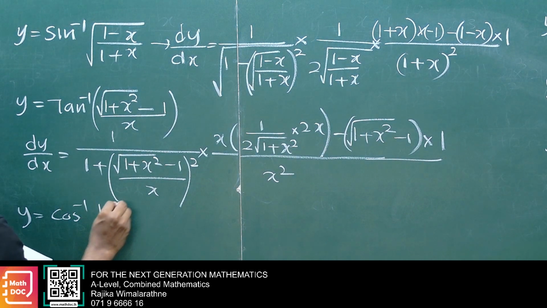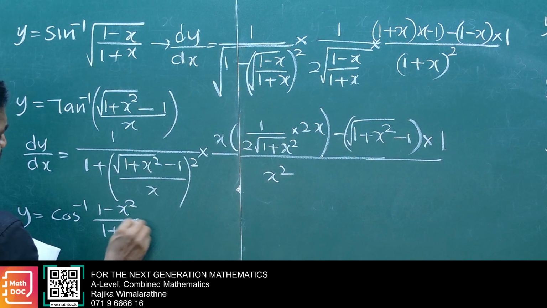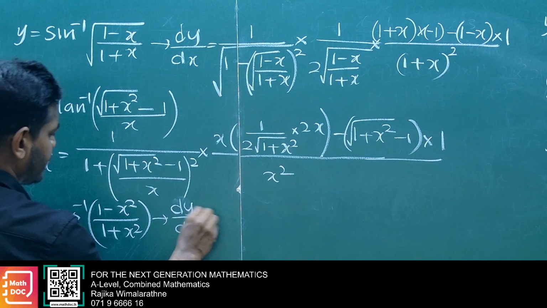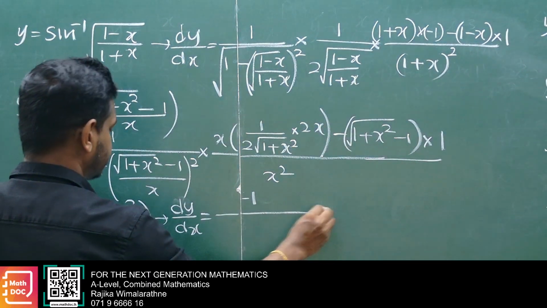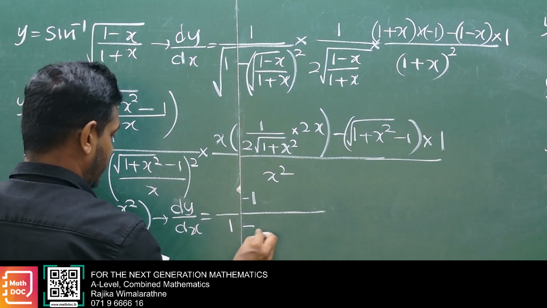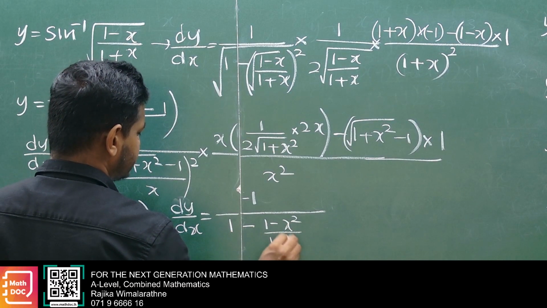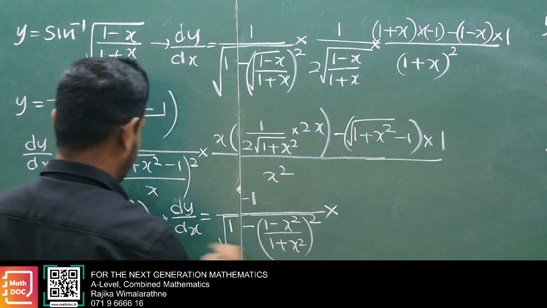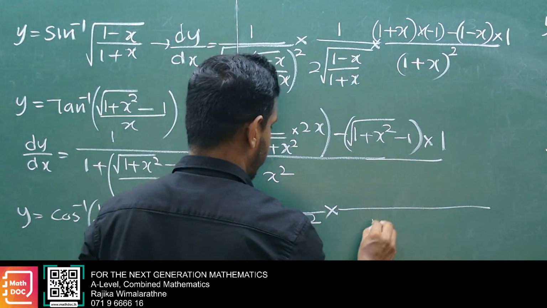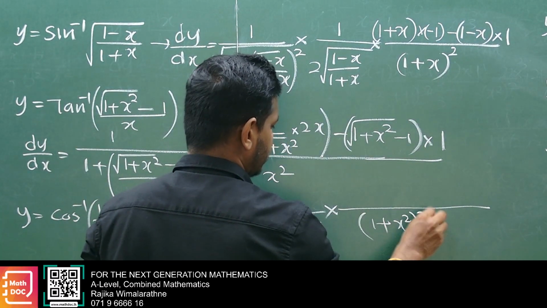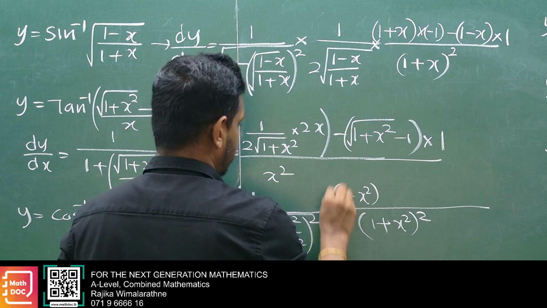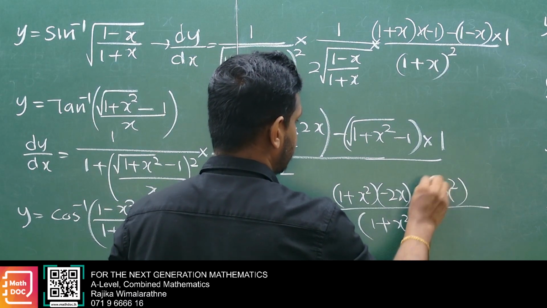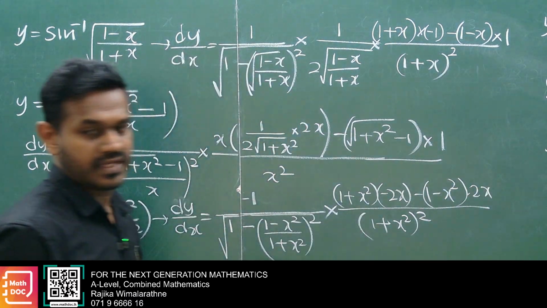Cos inverse of 1 minus x squared over 1 plus x squared. Minus 1 over the square root of 1 minus x square over 1 plus x square, to the power 2, into division derivative, denominator square, denominator times derivative of numerator minus numerator times derivative of denominator. Continue.